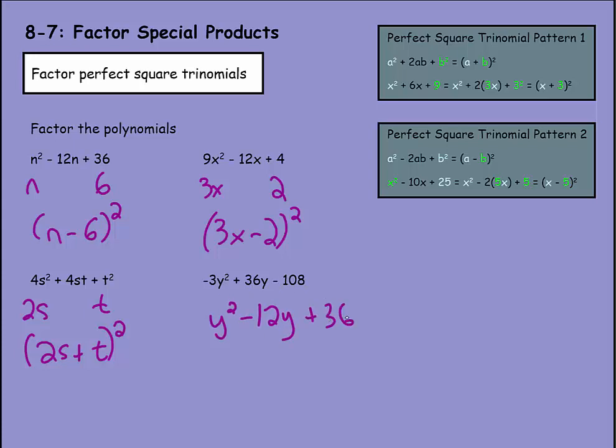And now I notice I have perfect squares on both sides, which works. The square root of this is y. The square root of 36 is 6. And since the 2ab is negative, it would be y minus 6 squared. If you check your work, y times negative 6 is negative 6y, times 2 would be negative 12y.